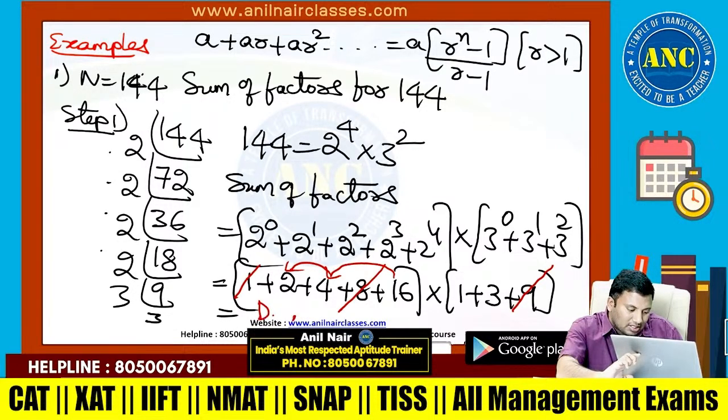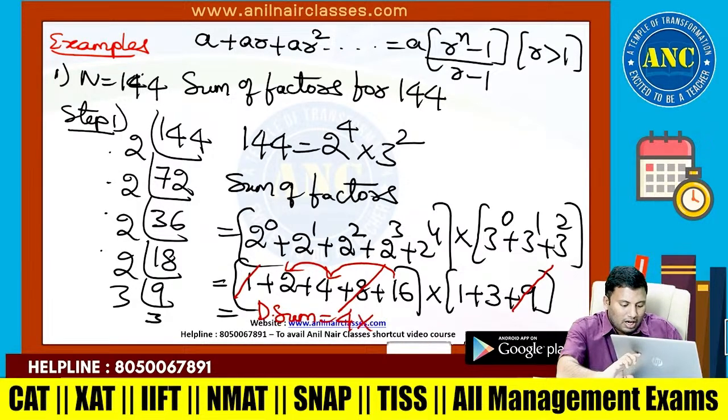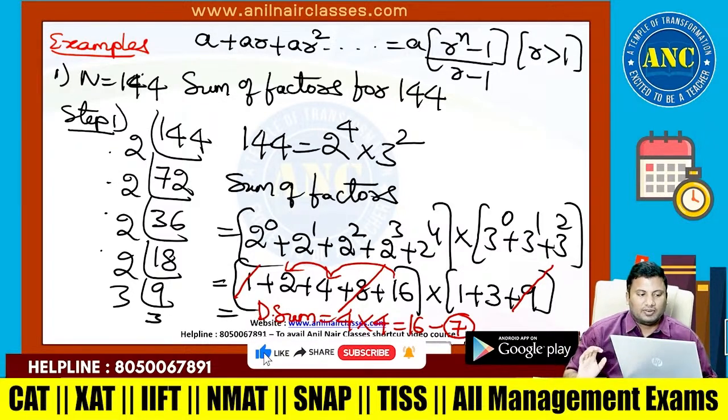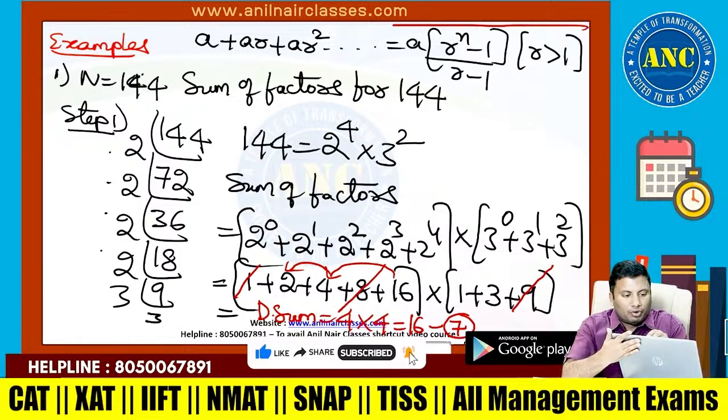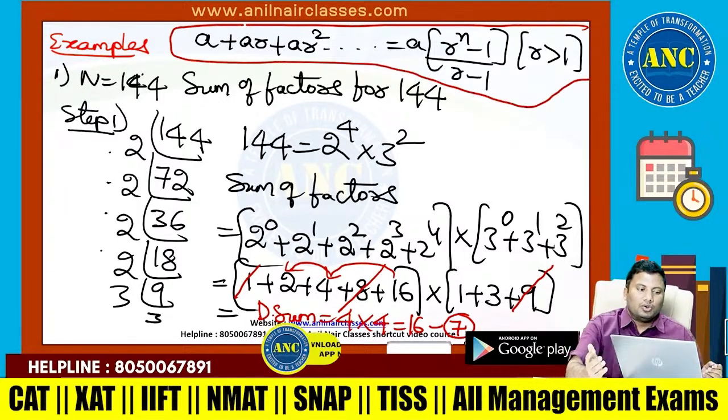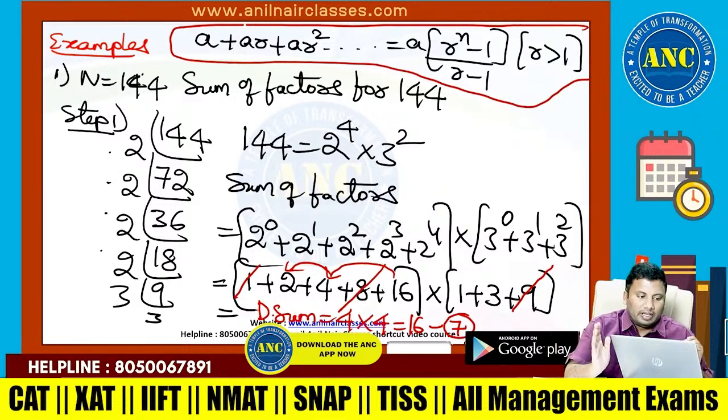22 digital sum is 4. 3 plus 1 is 4. 4 4s are 16. 1 plus 6 is 7. Answer digital sum should be 7. I hope the first example is clear to you. In case you remember this formula and you love substituting the formula, you can do it.